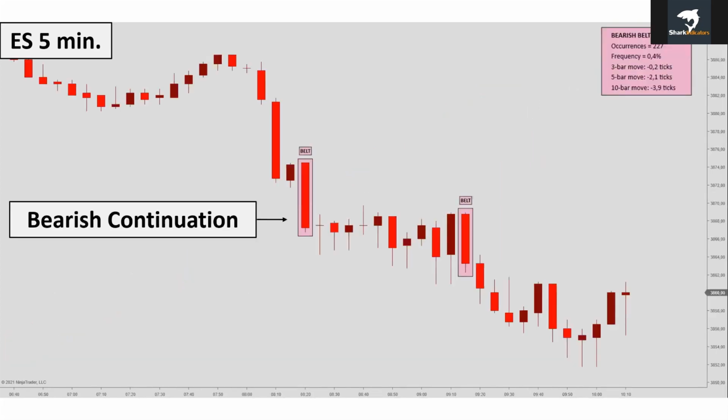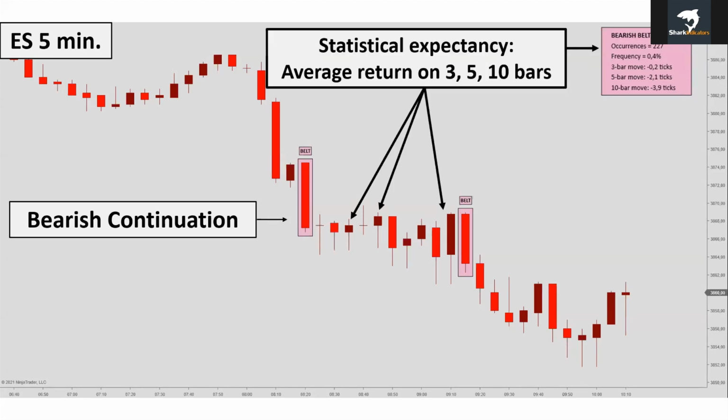Another continuation scenario: the bearish belt hold aligned with this downtrend bias. Again, the data box gives us a quick indication of how effective this pattern is. Average return 0.2 ticks after 3 bars, 2.1 after 5, and 3.9 ticks after 10 bars. You'd want to have these negative values for a short setup, obviously. This is not an impressive return, but it's an early indication that there might be a statistical edge here. So the next step would be to flesh out a more complete strategy concept, hopefully with promising backtest results. We'll use a similar timed exit approach to see whether this is something worthwhile pursuing.